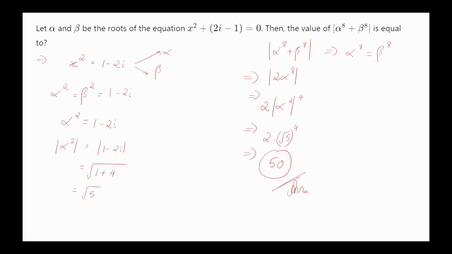So a very easy question. The only thing is that you had to substitute alpha and beta in the equation. From there you would have found out that alpha square is equal to beta square, and once you got that, solving the modulus is a piece of cake for us.